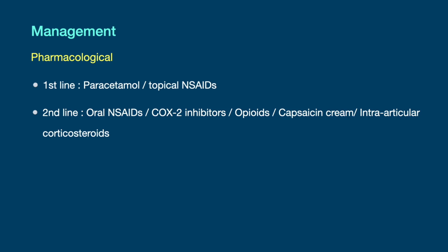Pharmacological agents which help with reducing pain and inflammation include paracetamol and topical NSAIDs, which are first-line analgesics. Topical NSAIDs are indicated only for osteoarthritis of the knee or hand. Second-line treatment is oral NSAIDs or COX-2 inhibitors, opioids, capsaicin cream, and intra-articular corticosteroids. A proton pump inhibitor should be co-prescribed with NSAIDs and COX-2 inhibitors. These drugs should be avoided if the patient takes aspirin.